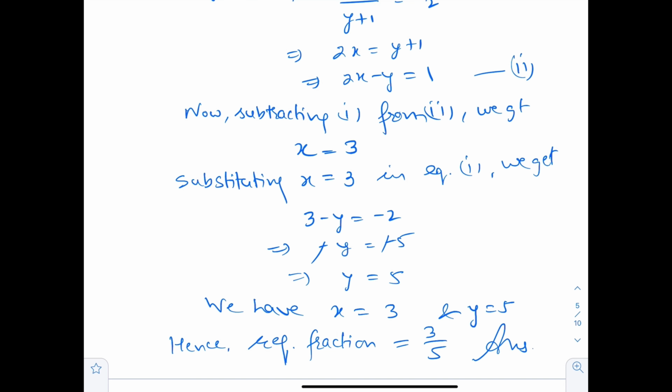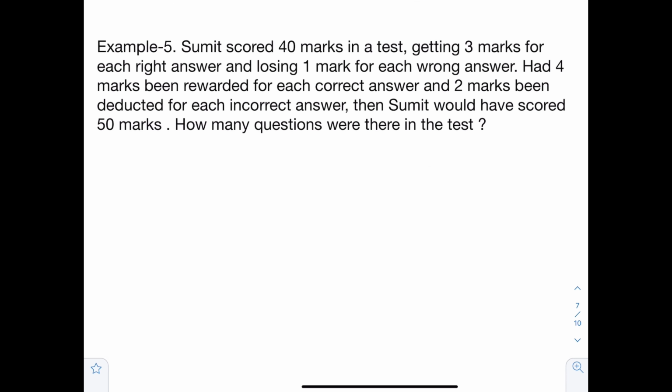क्लियर? तो जब भी हमारे पास दो वेरिएबल होते हैं x और y, तो हमारे पास दो कंडीशन होनी ज़रूरी है. हमारे पास दो इक्वेशन होंगी, तब इसको हम सॉल्व कर सकते हैं.